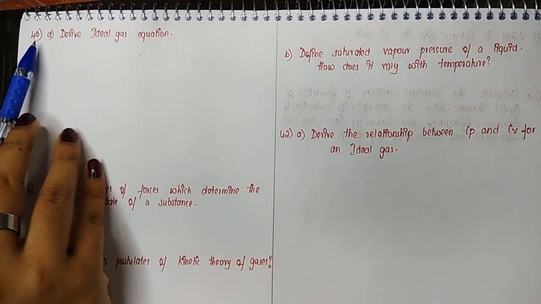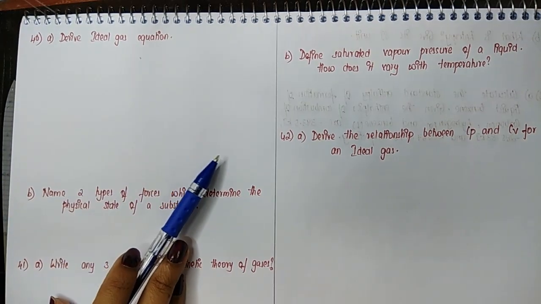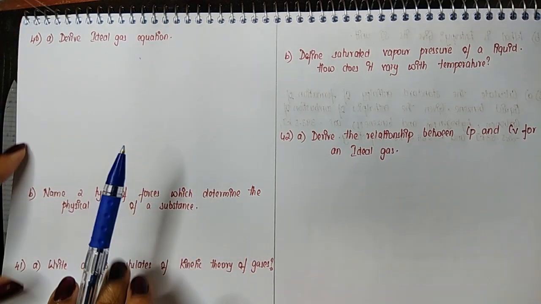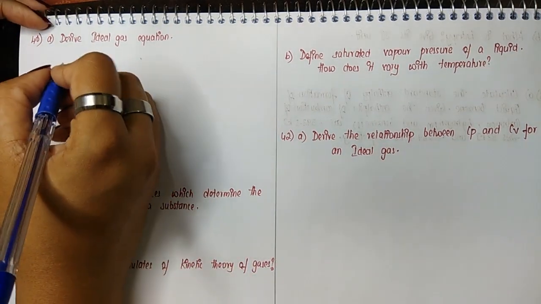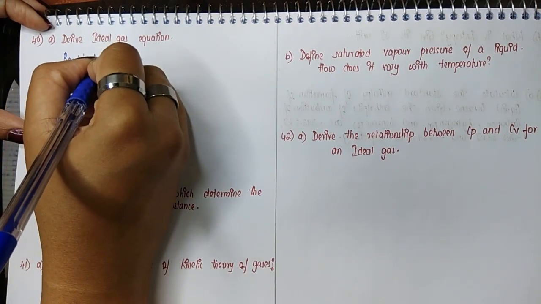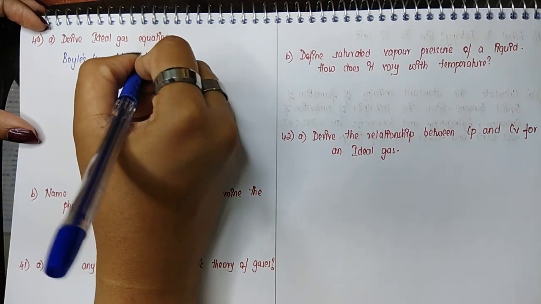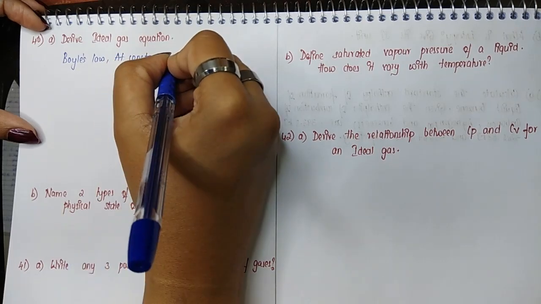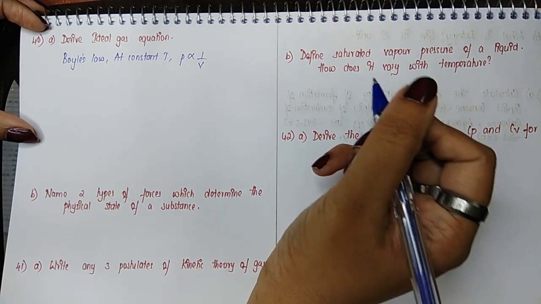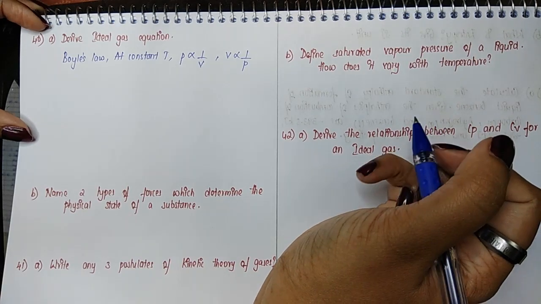Now our next question is 40th question. A part, derive ideal gas equation. So for this question we need to know the mathematical expression for other laws. Only then we can do this. So let's solve one by one. So we can write here, based on Boyle's law, at constant temperature, pressure is inversely proportional to volume, or we can say volume is inversely proportional to pressure.